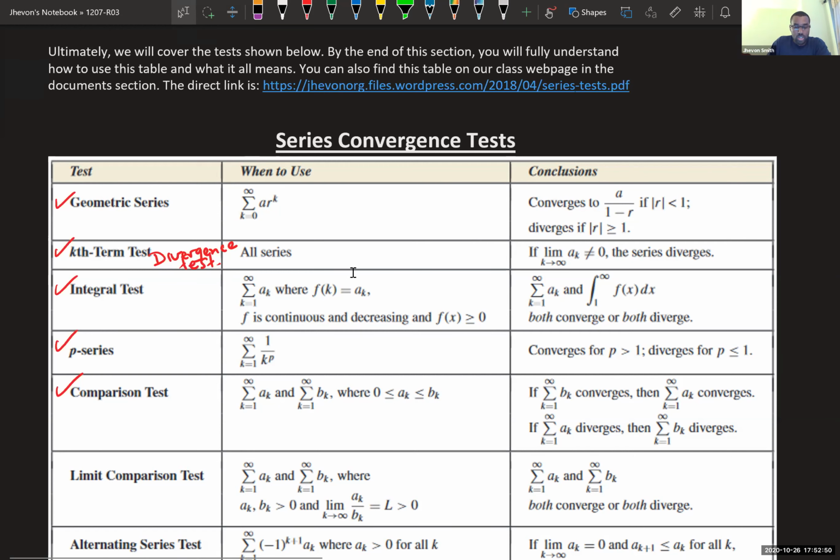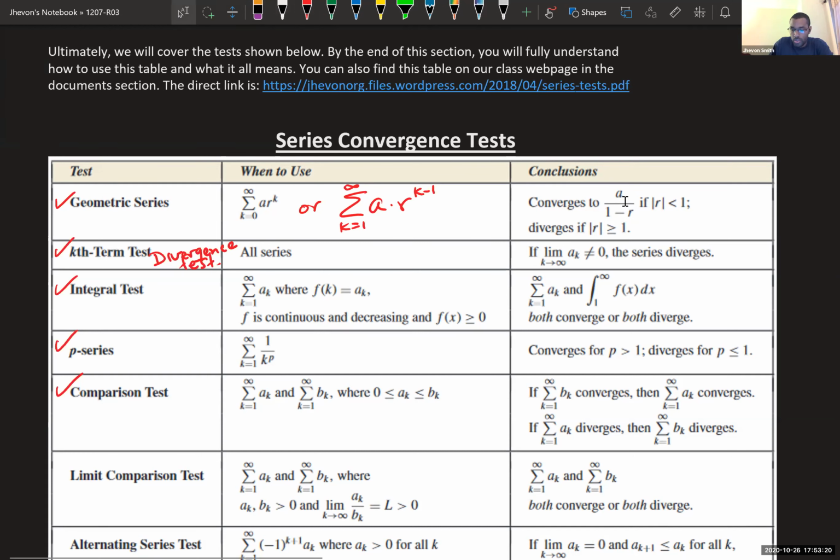Geometric series, these are series with a very specific form. They either look like that, or you can start them at 1 and then look like a r^(k-1). But the idea is, a is the first term and you keep multiplying that by r. A and r are constants and they're non-zero. So they have a very specific form.